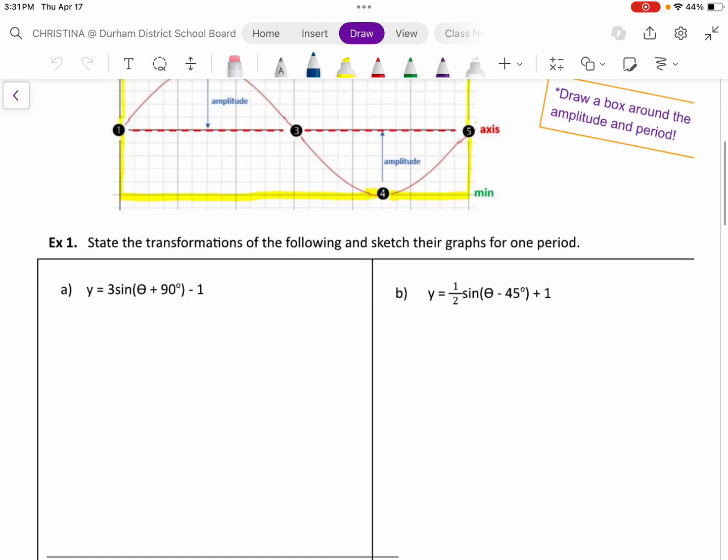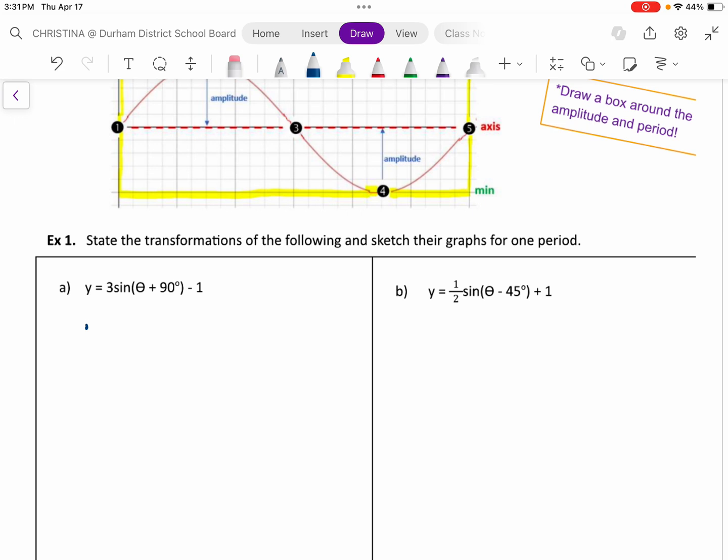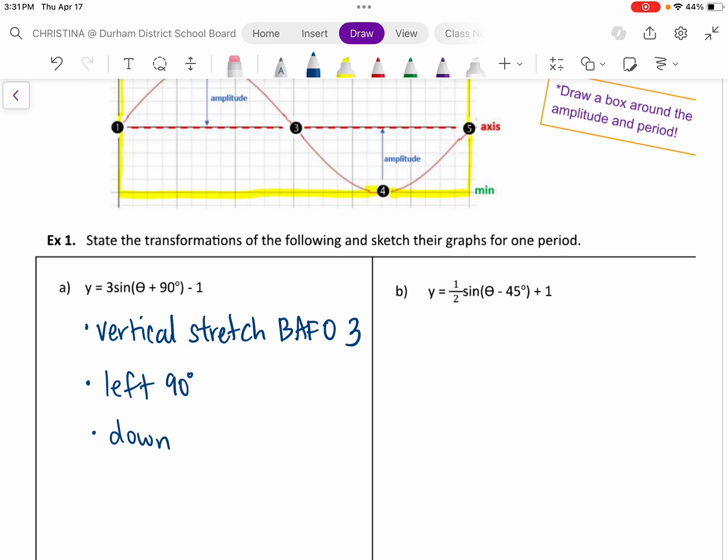So example 1, we're going to state the transformations. You want to go from left to right. So the first thing is that 3. The 3 tells you that there is a vertical stretch by a factor of 3. The 90 degrees, it's in a bracket, so think opposite. It's going to move your whole curve left, because it's plus, so left 90 degrees. And then that -1 in the end is going to shift it down 1 unit. Okay, so those are the 3 transformations.